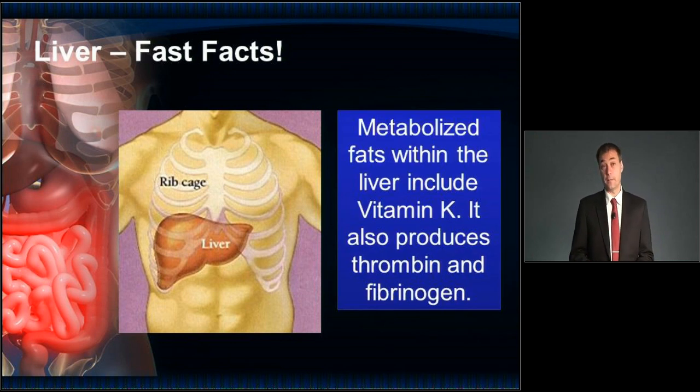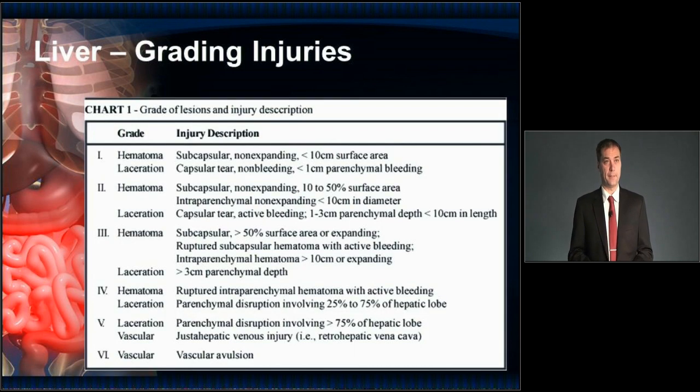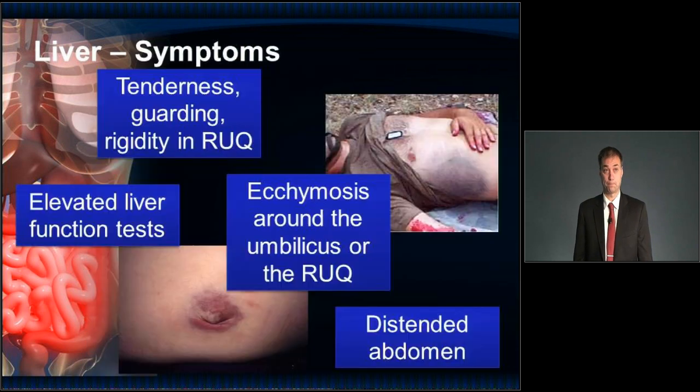Other things the liver does is metabolize fats, including vitamin K, that helps produce clotting factors. So liver injuries can also contribute to clotting abnormalities and coagulopathies. Now, just like the splenic injury, here's a chart that I've put in your handout on the grading of liver injuries. I'm not sure how much this would actually be tested, but I wanted to provide it to you for your own reference, so you can review this chart in your handout on your own.